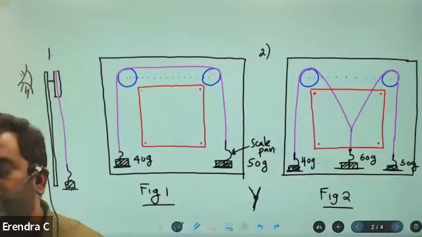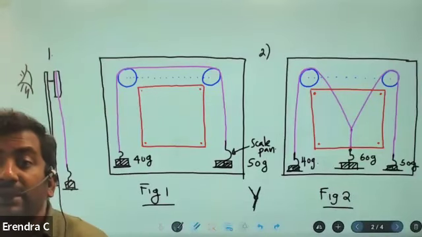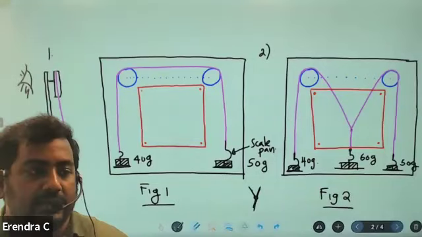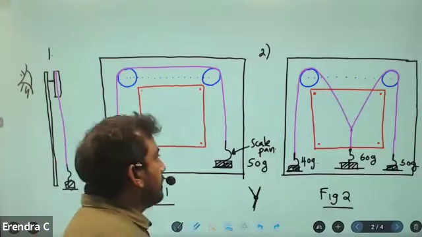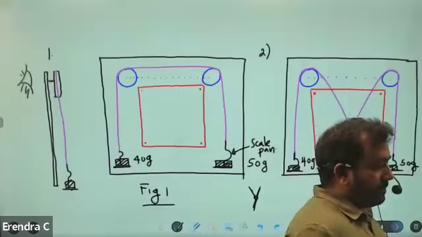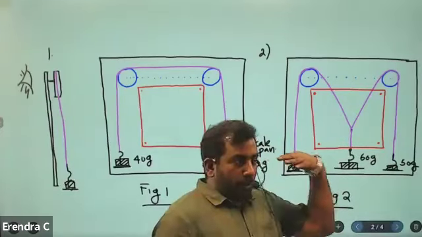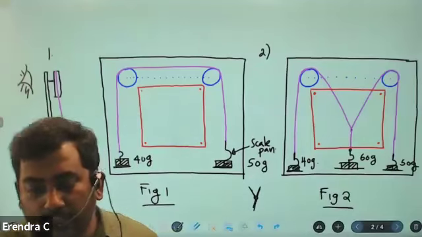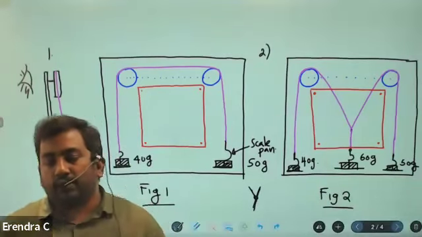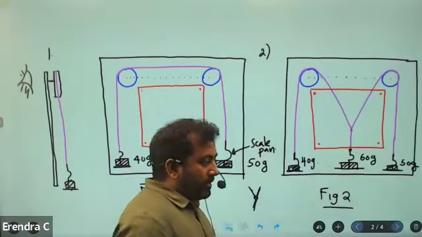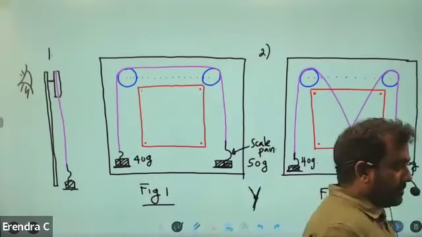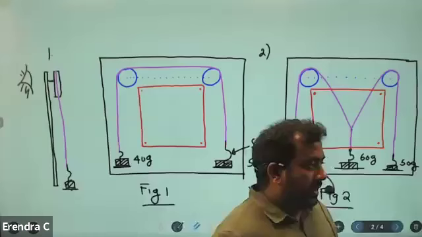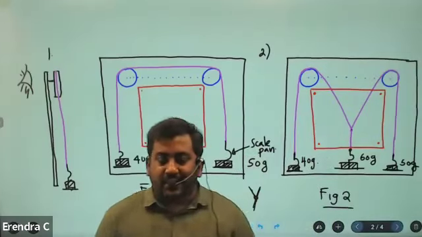Roman 2. Strings are heavy. From point to point, the tension will change.